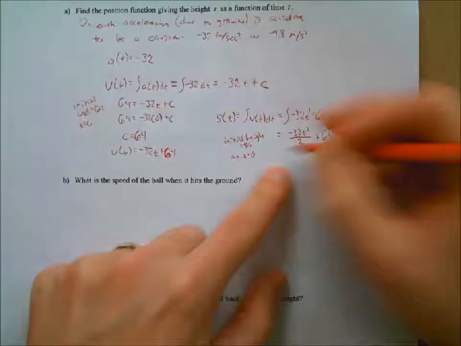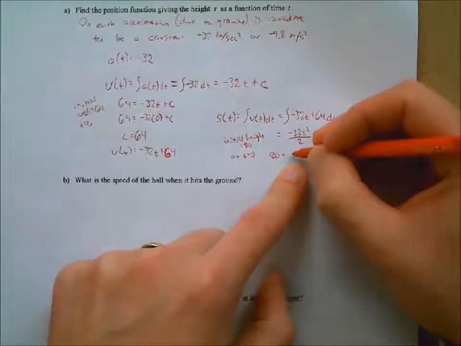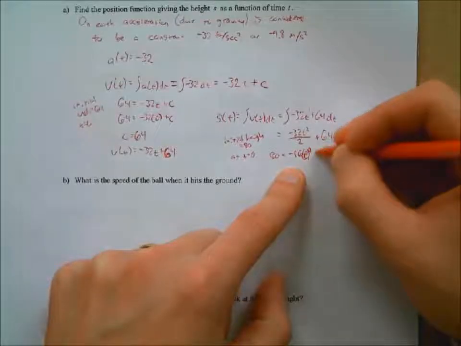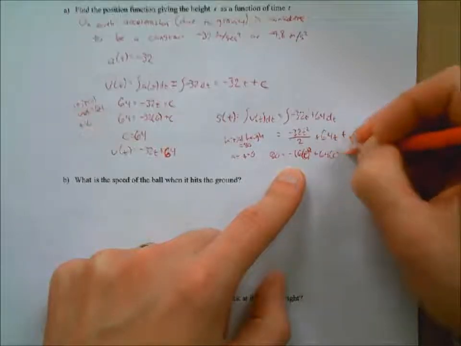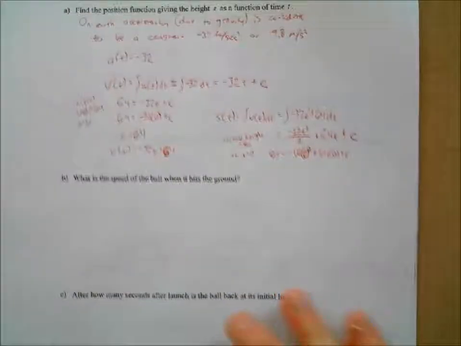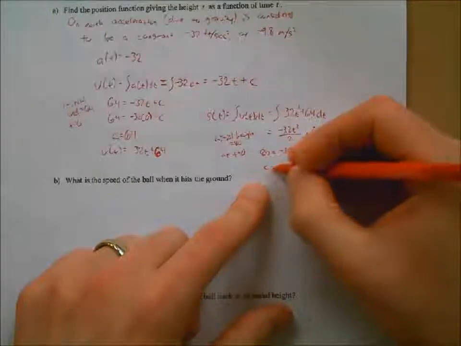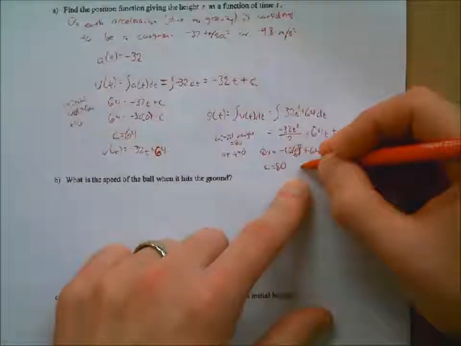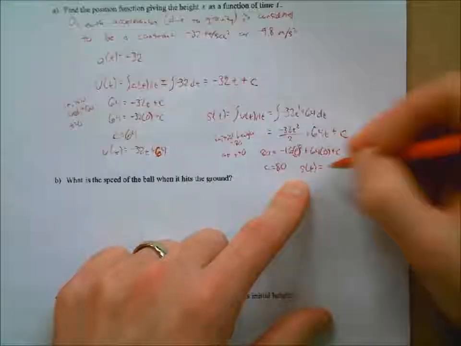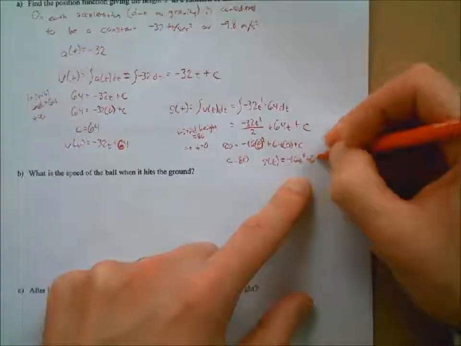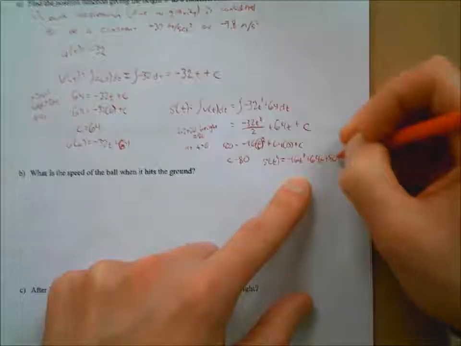So we'll say 80 equals negative 16 times 0 squared plus 64 times 0 plus c. It's nice when you have the initial quantities because all those t's are 0, so it just cancels out and gives you c as 80. There's no solving to be done. And so you get s of t finally, after all that fun math, is negative 16t squared plus 64t plus 80.